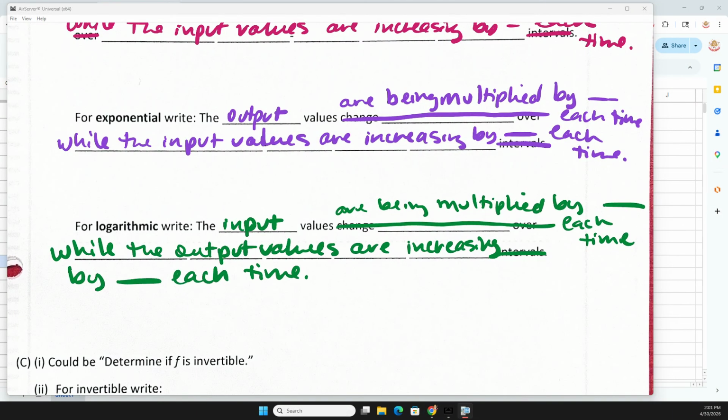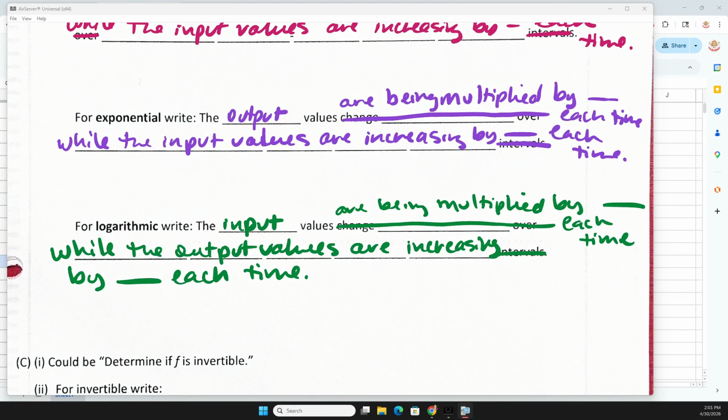So there is a lot of writing, but if you just tell them what you noticed about input and output, you'll get that point right. Don't try to be fancy. Just say what's happening, how those input and outputs are changing. And it doesn't matter what order you write it. Sometimes I'll switch up. I don't know why I do that. Sometimes I'll start with input, sometimes start with output. It really doesn't matter.